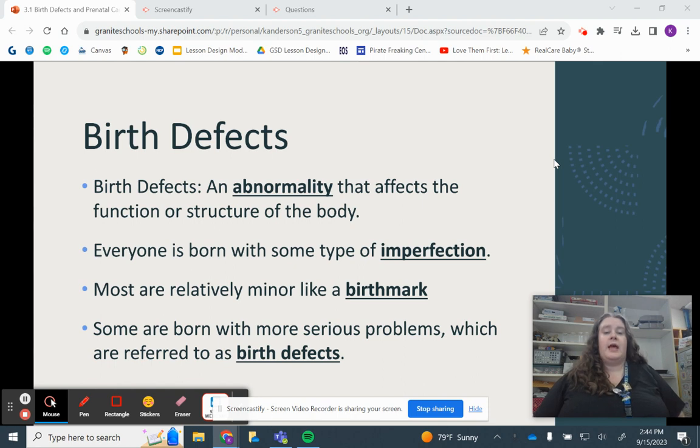A birth defect is an abnormality that affects the function or the structure of the body. So, a birth defect actually affects the way a body works, which is the function, or it can affect the way the body looks, which is the structure. Everyone is born with some type of imperfection. Most are relatively minor, like a birthmark. I would say that there are probably quite a few of you who have birthmarks. They're pretty common. And some people are born with more serious problems, which we call birth defects.